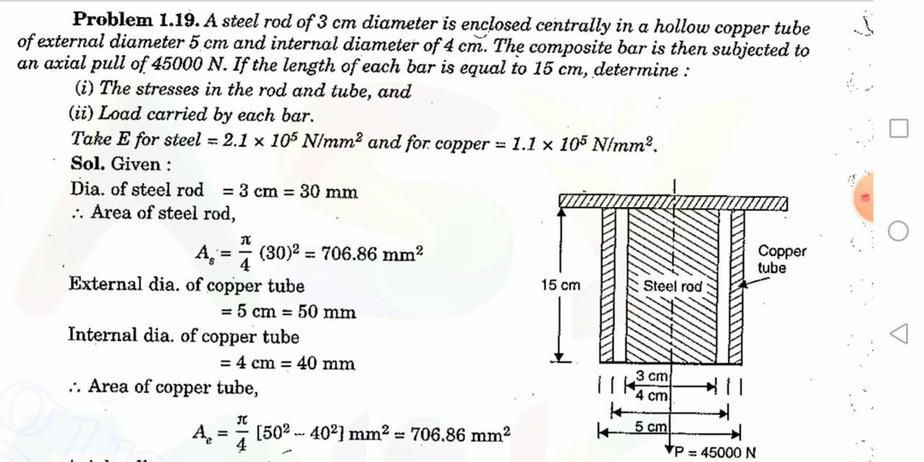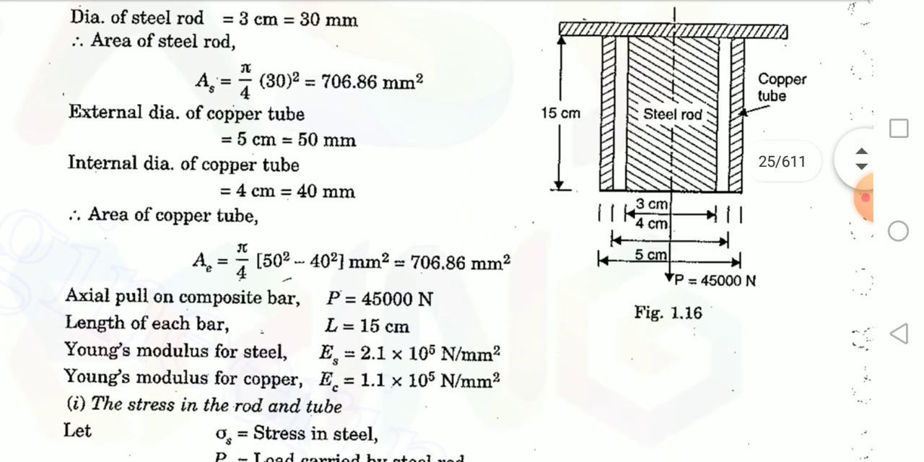Then external diameter of copper tube, which is 5 centimeter, that is 50 mm, and internal diameter 4 centimeter, which is 40 mm. Therefore area of copper tube, which is a hollow tube, is pi by 4 into capital D squared minus small d squared, that is 50 squared minus 40 squared into pi divided by 4, which is 706.86 millimeter squared. Now the axial load on the composite bar, totally P equal to 45,000 Newton.